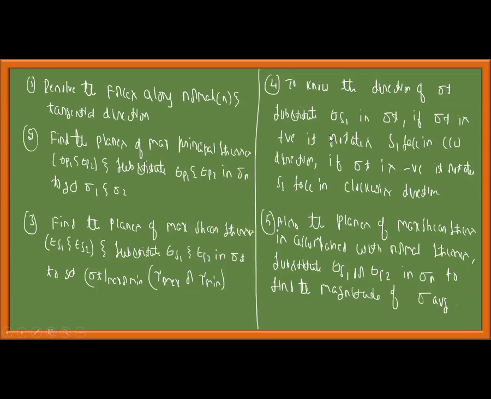Now, to know the direction of sigma t, we will substitute theta s1 in sigma t. If it is positive, it means it will rotate the s1 plane in the counterclockwise direction. If it is negative, it means it will rotate the s1 plane in the clockwise direction. As a thumb rule. Next, the planes of maximum shear stress are also accompanied with normal stress. In order to obtain that, I need to substitute theta s1 or theta s2 in sigma n to find sigma average. This is all the analytical part.